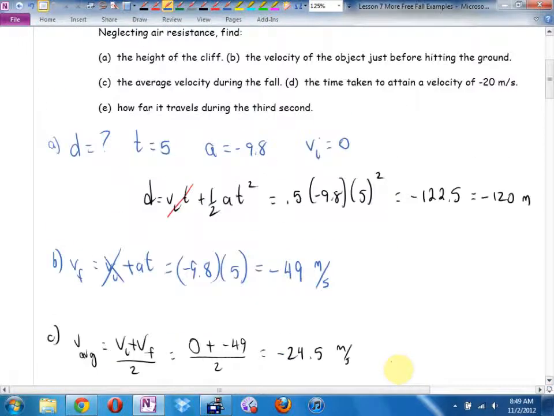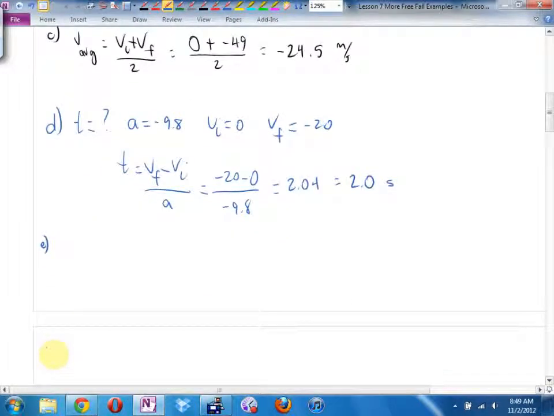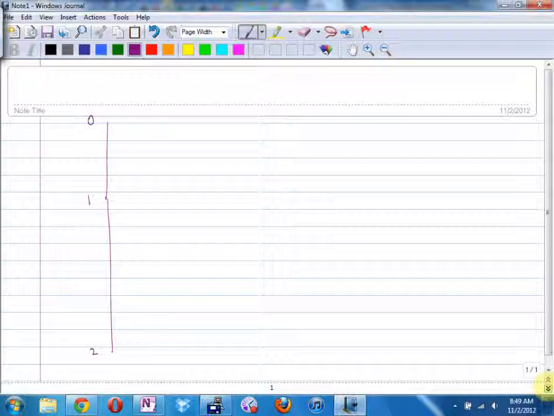And is there an E? I think there was. E. How far it travels during the 3rd second. Do you remember our argument? We talked about this last class. We said, okay, during the 1st second, that's from time 0 to time 1. The 2nd second, it's going to fall further. That's from time 1 to time 2.